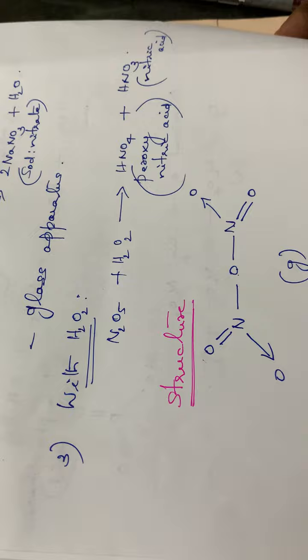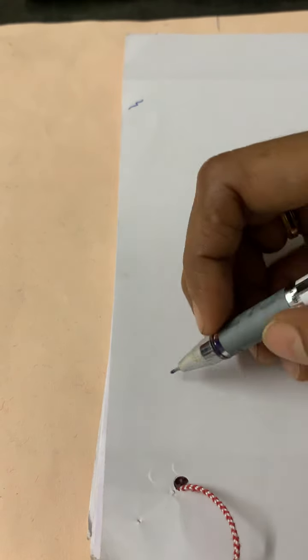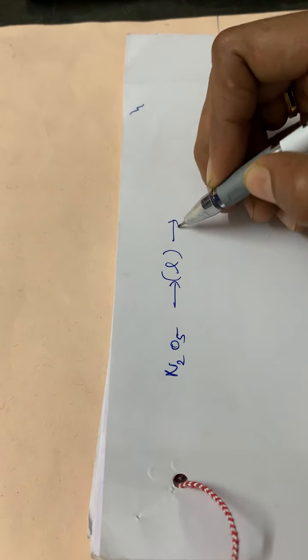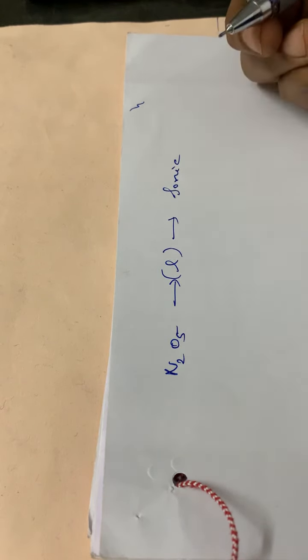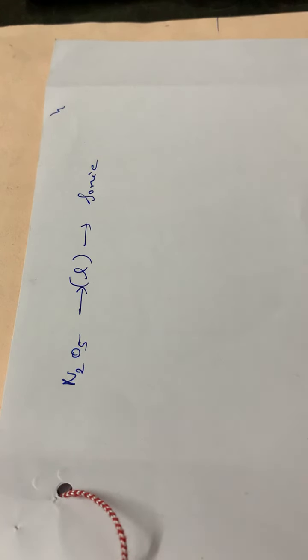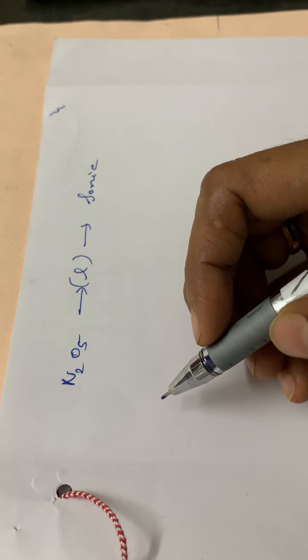And coming to the liquid state. Normally in the liquid state, N2O5 will be in the ionic form. Ionic form means it will have plus and minus charges. So let us go through the ionic forms of this molecule.